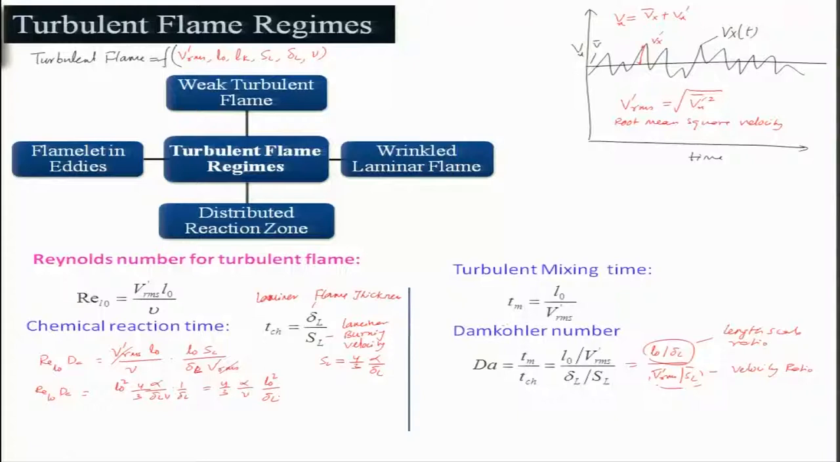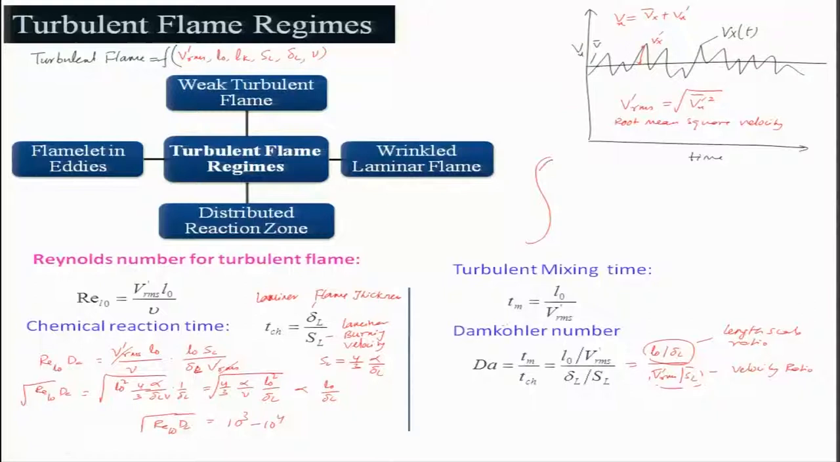If I take the square root of that, it shows that it is proportional to L naught by delta L. That means, if the root of Re L naught Da is very high, let us say 10 to the power 3 to 10 to the power 4, then L naught will be much higher than the flame thickness. The eddies will be very large, and that will affect the flame shape. For example, if this is my flame and these are the eddies, having a size of L naught, they will be corrugating the flame, but it won't be affecting the chemical reaction.